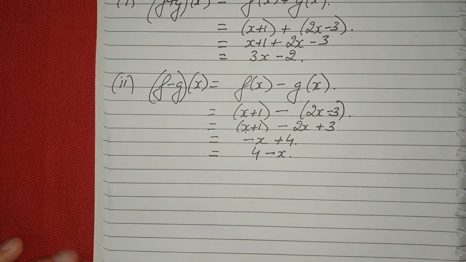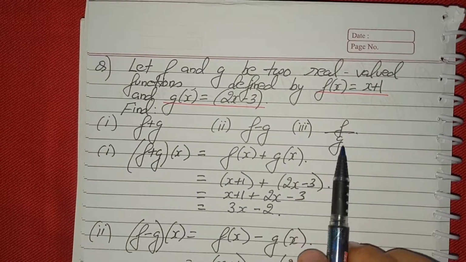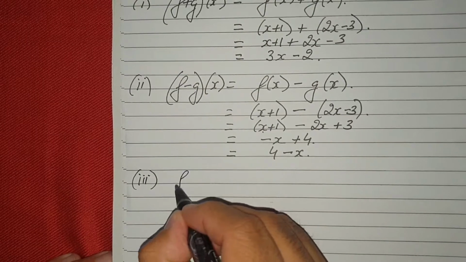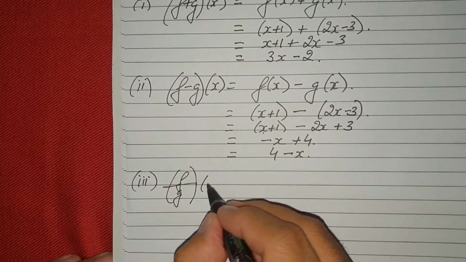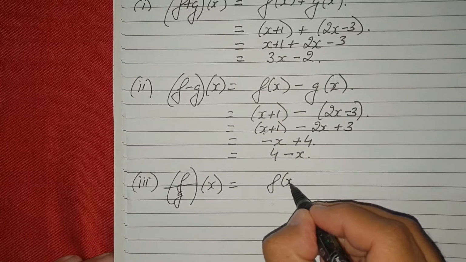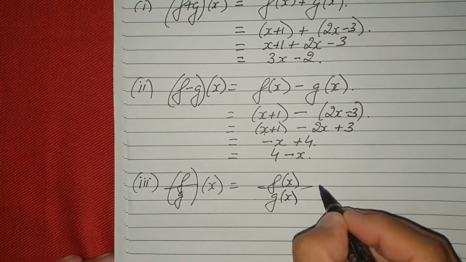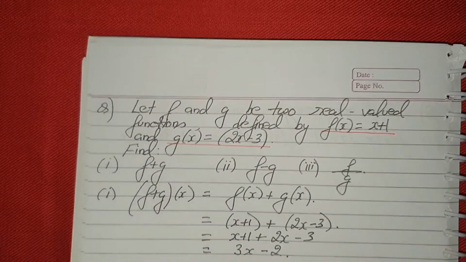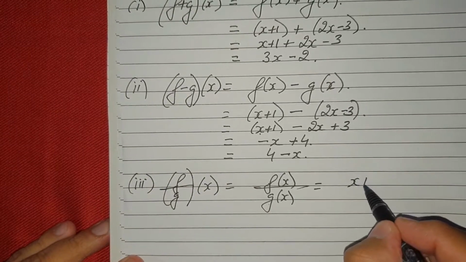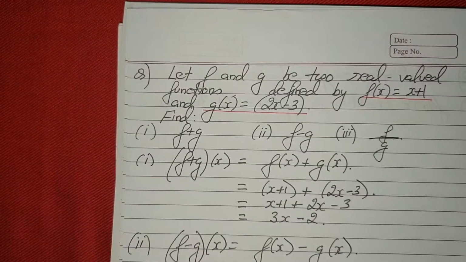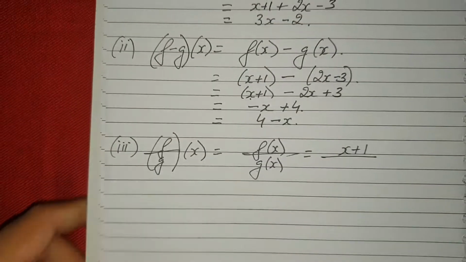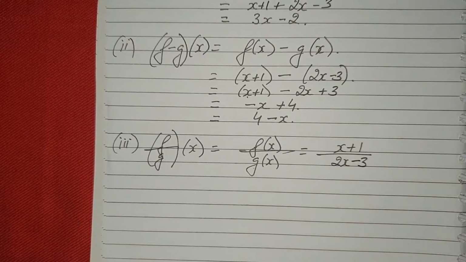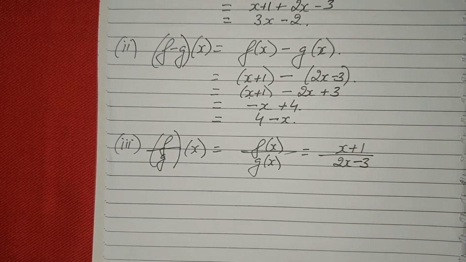Okay. Now the third part is f by g. (f/g)(x) is equal to f(x) by g(x). Now again, what was f(x)? f(x) is x + 1. g(x) is 2x - 3. So this is (x + 1) upon (2x - 3). Now this is the answer.